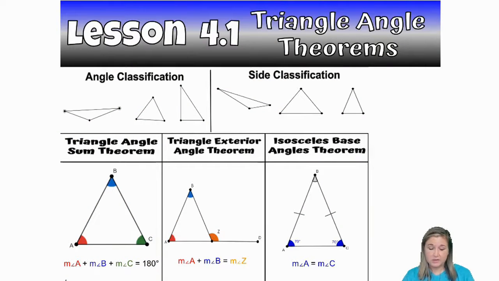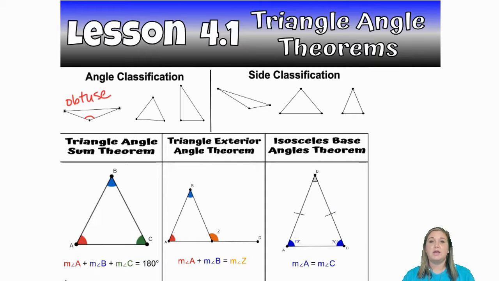Hey guys, we're going to start looking at triangles. Everything that we're going to be looking at in this unit is going to deal with triangles. So there's just a couple of things that I wanted to briefly review to help you out. Remember with angle classifications, if there is one obtuse angle like such, then this is considered to be an obtuse triangle.